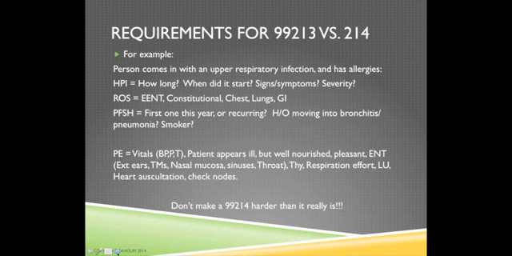So here's an example. Person comes in with an upper respiratory infection, and they also have allergies. So these are my questions. The HPI, how long have you had it? When did it start? Signs and symptoms, and the severity. If you get a good symptom list, you're going to pretty much cover your bases. Review of systems, cover EENT, constitutional, do you have a fever or not, chest, lungs, and any GI symptoms. That's 1, 2, 3, 4, 5 right there. So that corresponds to a 99214 already.